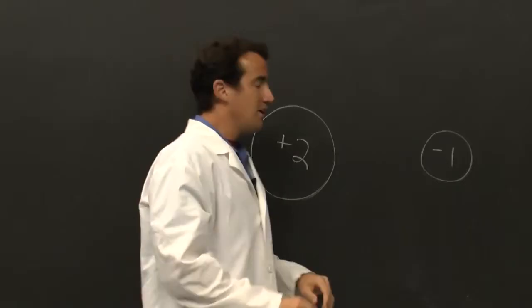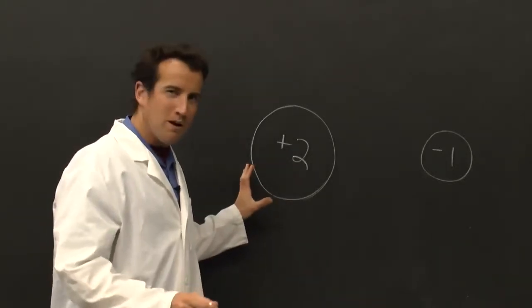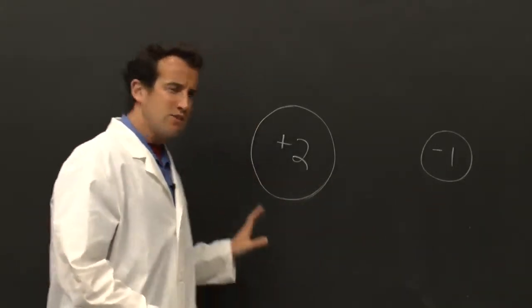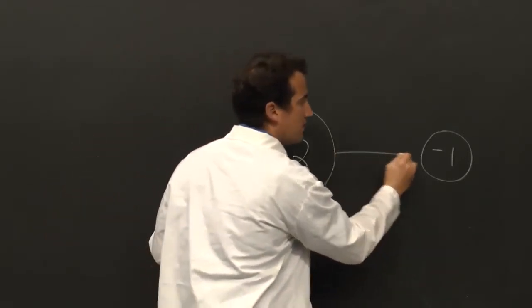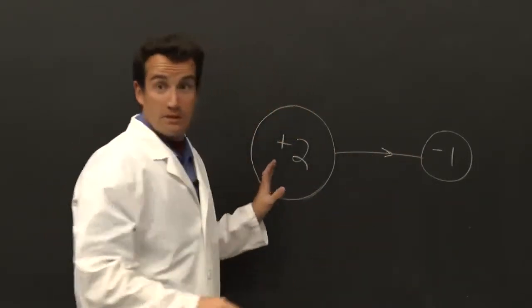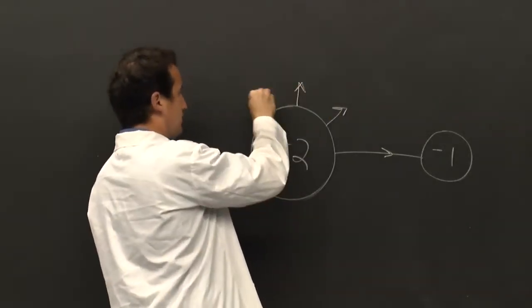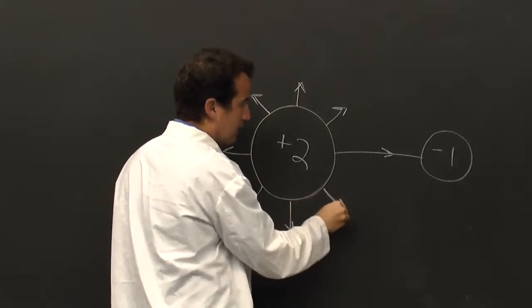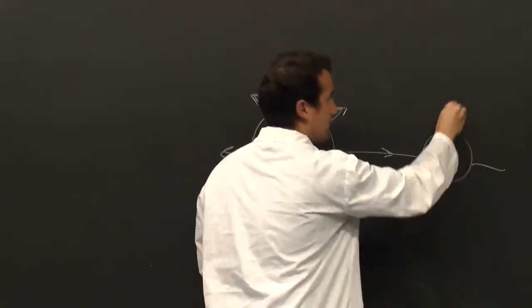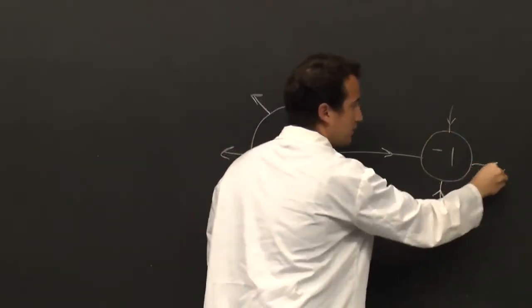As a review, consider these 2 charges, one positive and the other negative. This one's twice as charged as the other one. Now the lines must go out of positive and into negative, but the twice as charged one will get twice as many lines as the negative one. But the negative's lines will go into it.